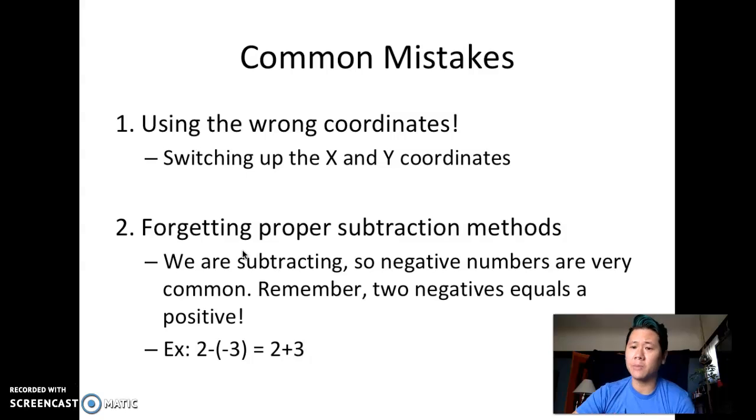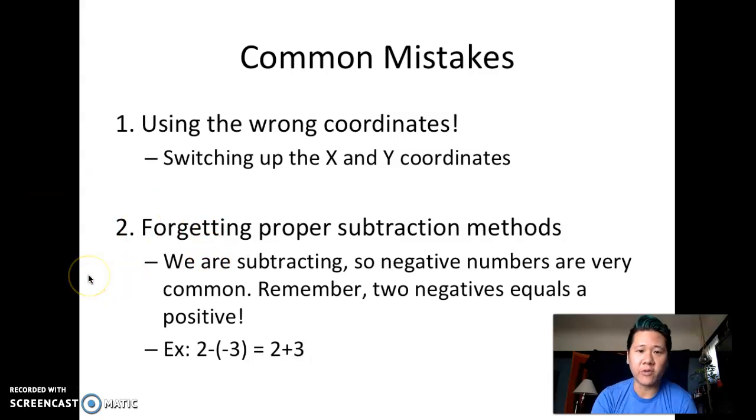So here are some common mistakes that I've been noticing: you're switching up the wrong coordinates. I've noticed some folks are switching up the x and y coordinates. So if it says, what's the change in delta y? You're only working with the y coordinates. What is the change in x? You're only working with the x coordinates. Some people are switching between the two. So to find delta y, they're using x coordinates, and that is wrong. So make sure you're using the right coordinates.